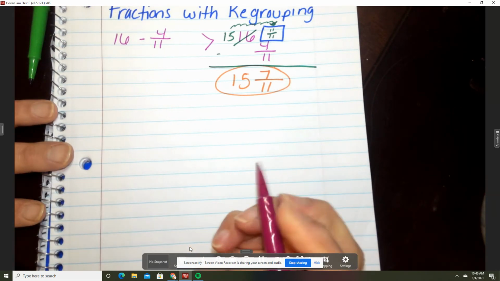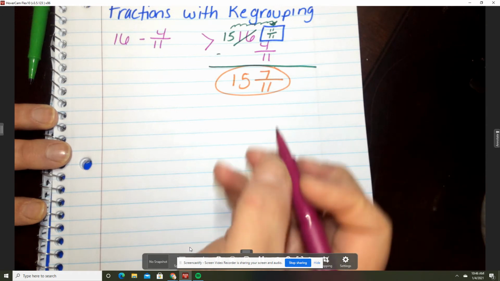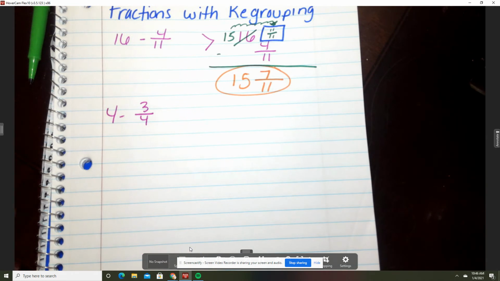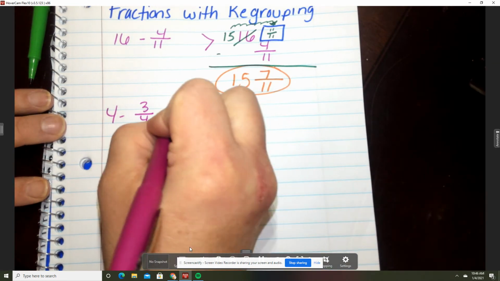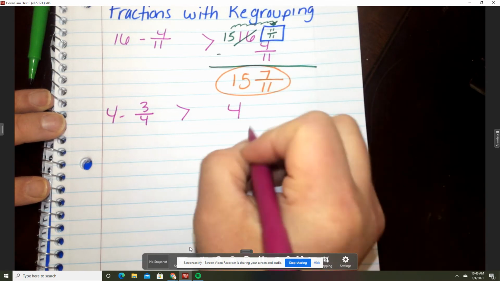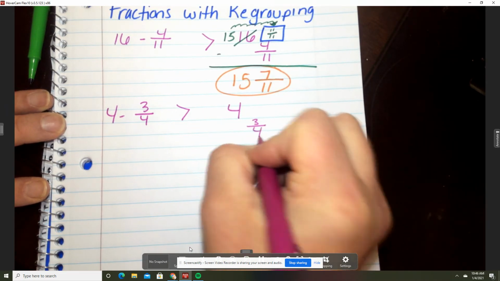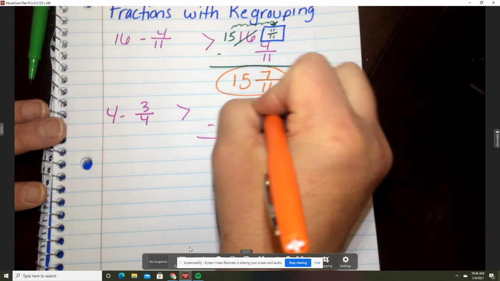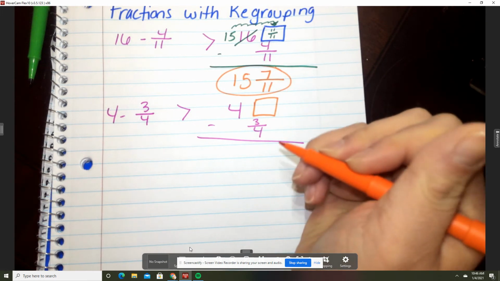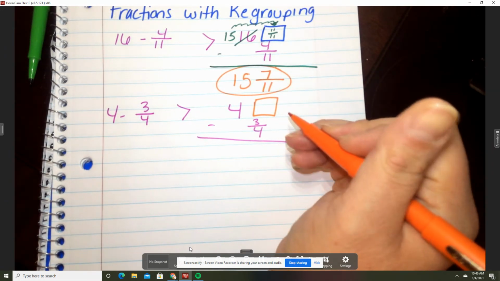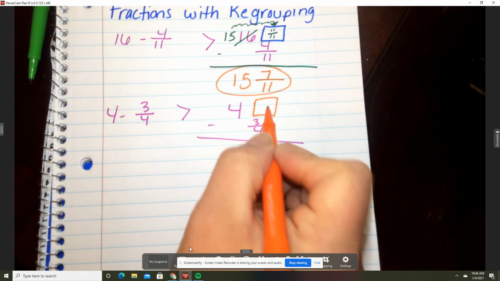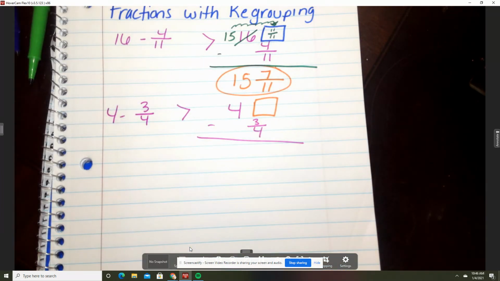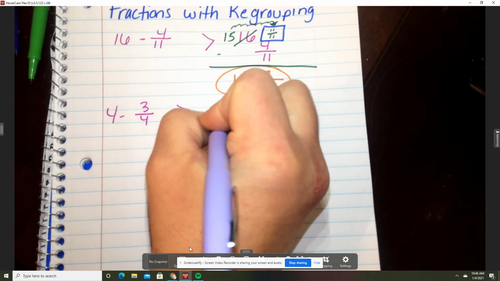All right, let's see. I've got 4 minus 3/4. Now this one's super duper easy. I'm going to take my 4, and then I'm going to put 3/4 down here, and that's subtracting. I'm going to put my little box right here so I remember I need a fraction there. I need to say 4 minus 3/4, but I need to make a fraction so I can subtract this fraction from another fraction. So I'm going to borrow from this whole number, and that's going to turn into 3.